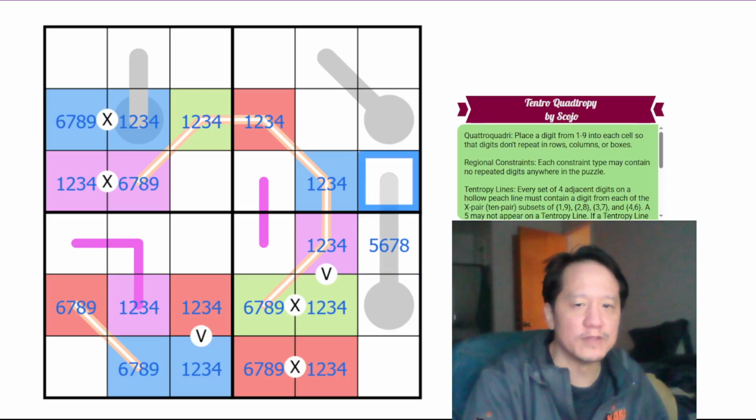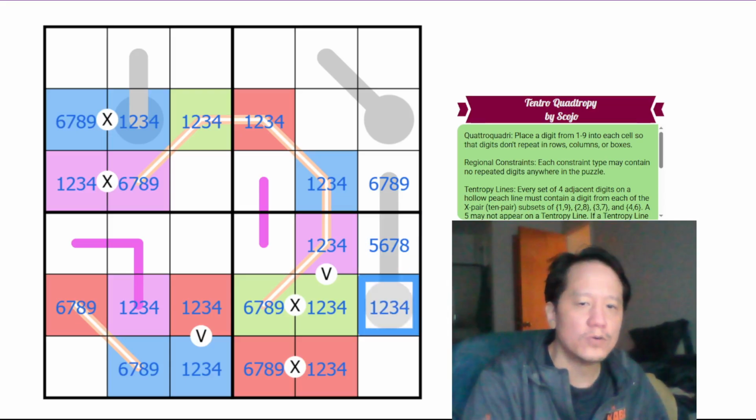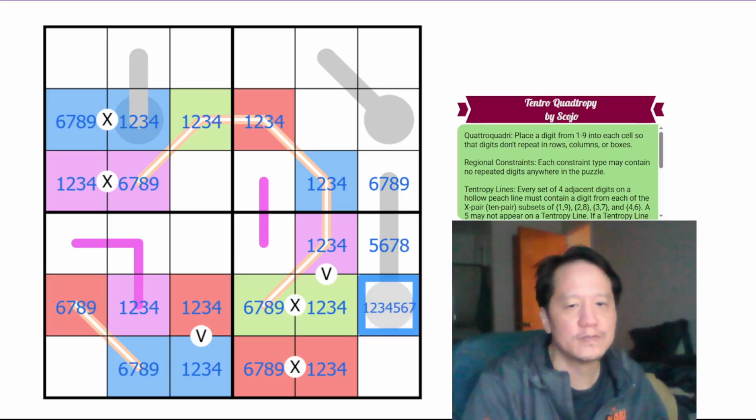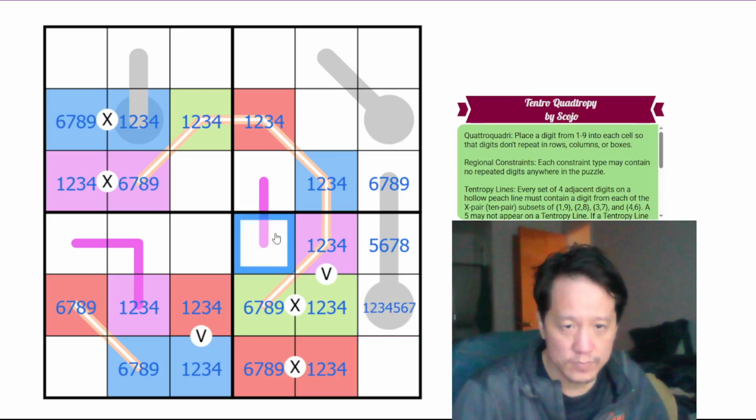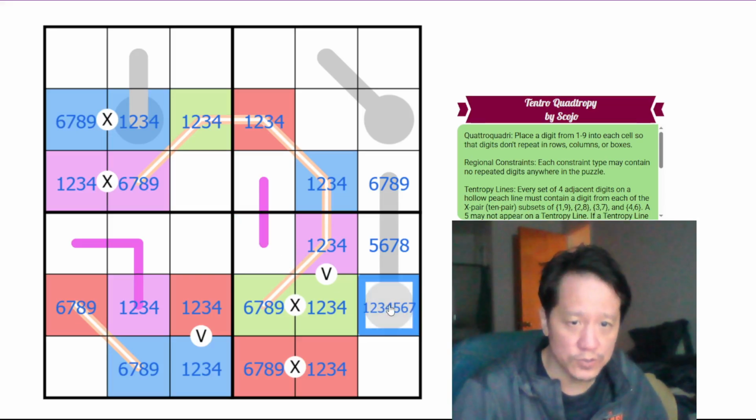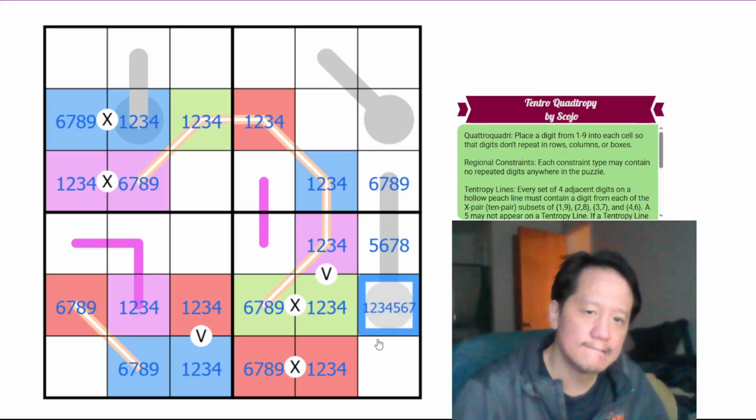This must be greater than that, so it's 6, 7, 8, 9. And this has to be less than that. So it could be 1 through 4, or 5, 6, or 7. So the low blue is one of these two. We have high pink and high blue left, and then a 5.